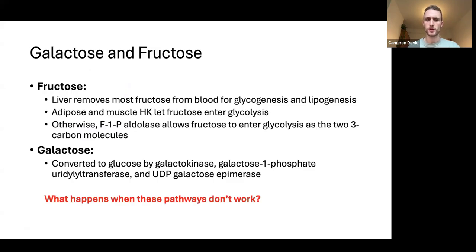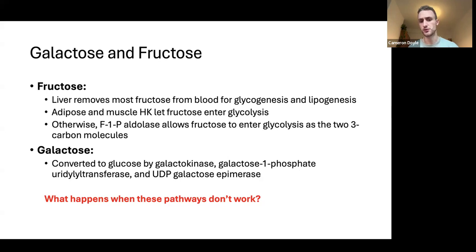There's something on the syllabus about galactose and fructose and how these link into glucose metabolism. So you can read it here. Fructose can enter into the glycolytic pathway directly, and it can be used for glycogenesis and lipogenesis.